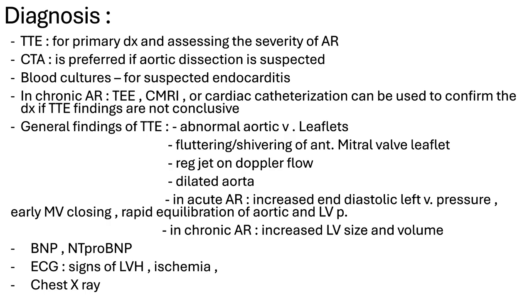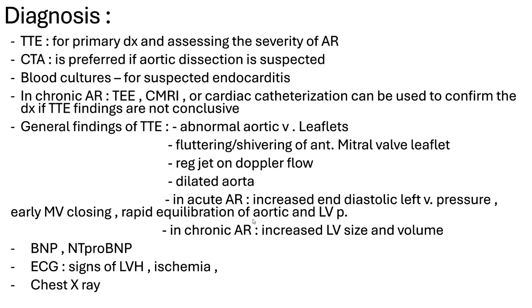We can also use blood cultures as a diagnostic mechanism if we suspect endocarditis, and NT-proBNP level to check for heart failure. CTA is preferred if aortic dissection is suspected. ECG, of course, is one of the primary diagnostic methods that we use. We can notice some signs of left ventricular hypertrophy in chronic aortic regurgitation, or some signs of ischemia. We can also use chest X-ray for detection of pulmonary edema.